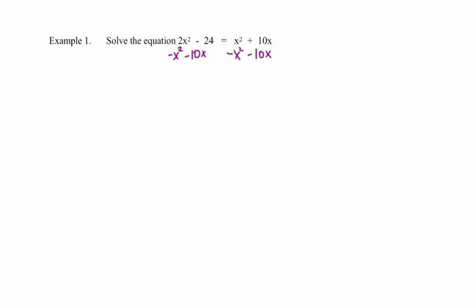2x squared minus x squared, x squared. Then we have a minus 10x minus 24. Now we're going to try to factor. We always check first: is there a GCF? Common mistake is we forget about that guy. Is there one? Nope. What kind of trinomial is this? Simple. So, 2 numbers that multiply to negative 24 and add to negative 10.